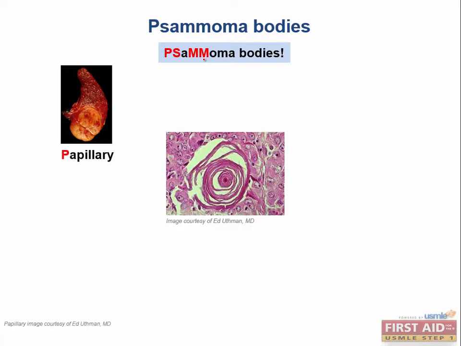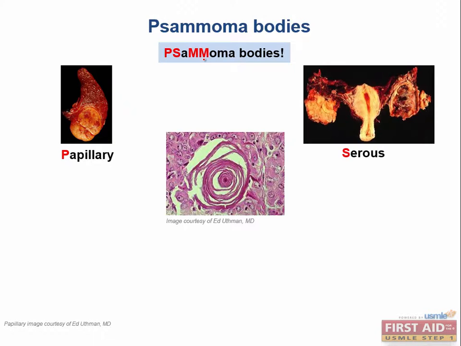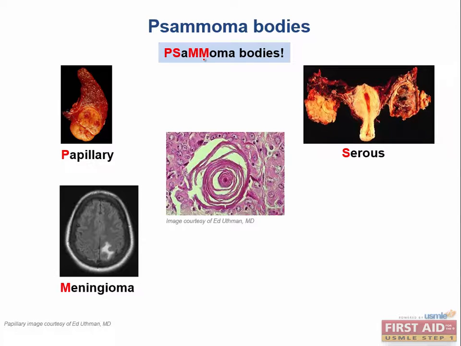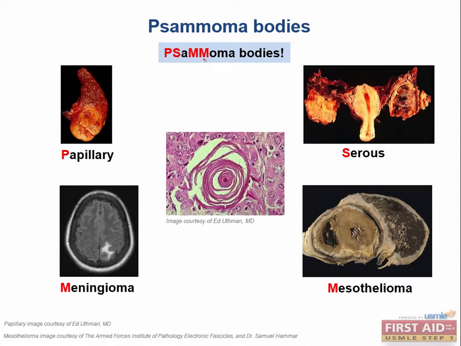So, the P, what does that stand for? Papillary adenocarcinoma of the thyroid. The S, serous cystadenocarcinoma of the ovary. It's oftentimes bilateral. We'll learn that later. The M, one of the M's, meningioma of the brain. Another M, we talked about it earlier, icing on the cake, mesothelioma. Good. Boom, boom.